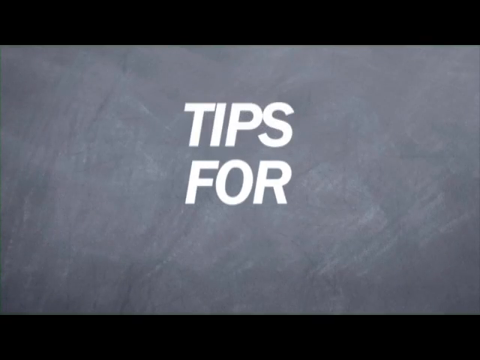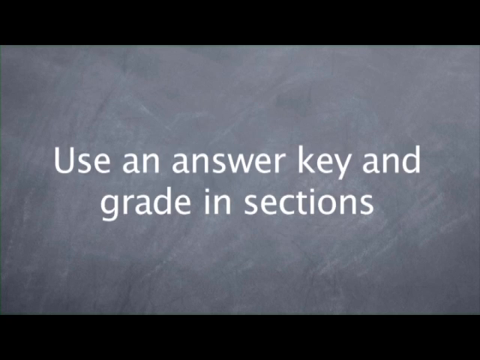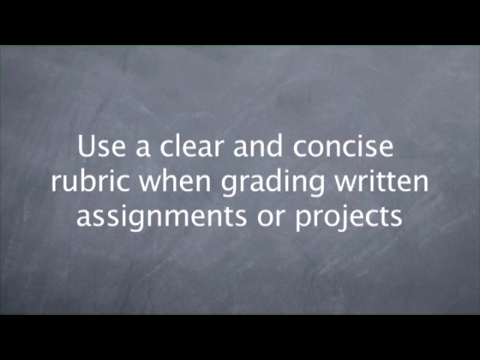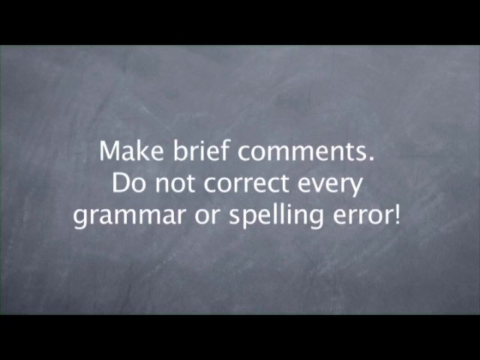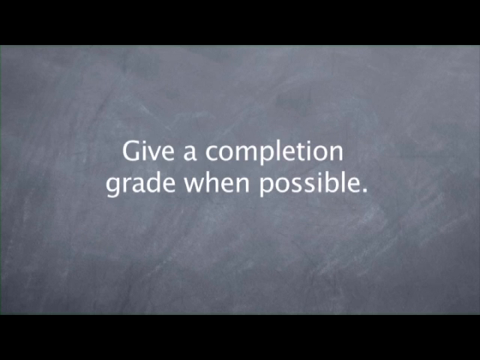Thanks. No problem. So to review our tips for grading faster, number 1, use an answer key and grade in sections. Number 2, use a clear and concise rubric when grading written assignments for projects. Number 3, make brief comments. Do not correct every grammar or spelling error. And number 4, give a completion grade when possible.